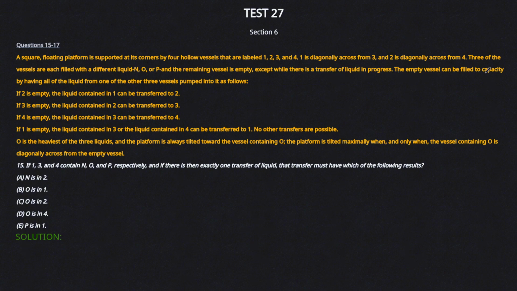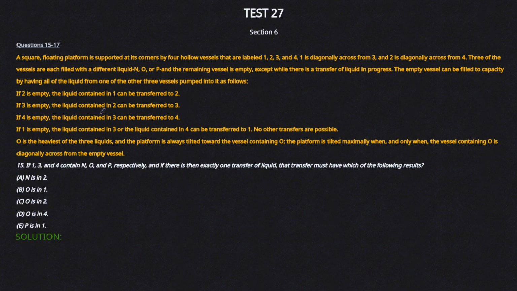The empty vessel can be filled to capacity by having all of the liquid from one of the other three vessels pumped into it as follows. If 2 is empty, the liquid contained in 1 can be transferred to 2. If 3 is empty, the liquid contained in 2 will be transferred to 3.